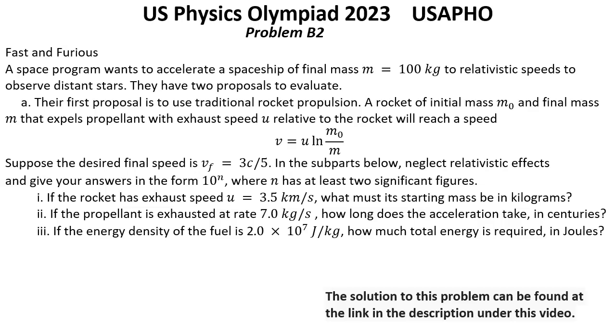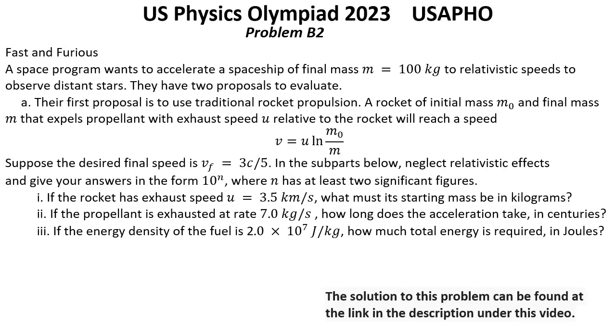speeds to observe distant stars. They have two proposals to evaluate. Part A. Their first proposal is to use traditional rocket propulsion. A rocket of initial mass m0 and the final mass m that expels propellant with exhaust speed u relative to the rocket will reach a speed v equal u multiplied by logarithm m0 over m.